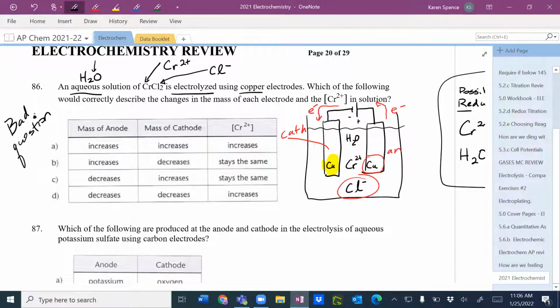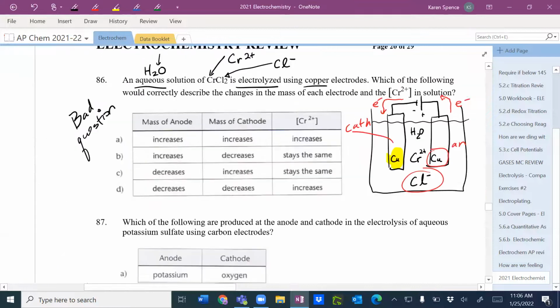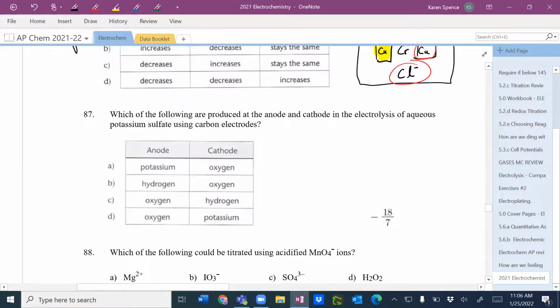Yeah, it's a bad question, so let's not worry about it too much, but let's just take a look at what would happen at the cathode. So we decided we could not find chromium. Oh yeah, this is just a bad question. Let's skip that one. But we went through the process of how we would figure it out, which is kind of useful.